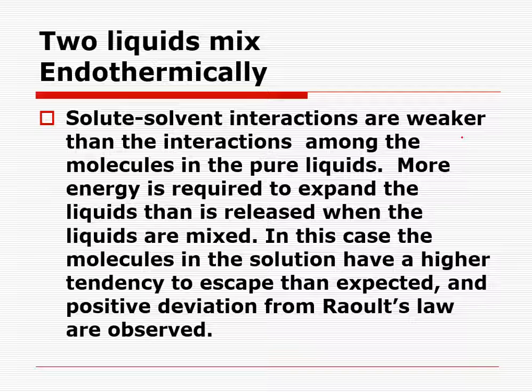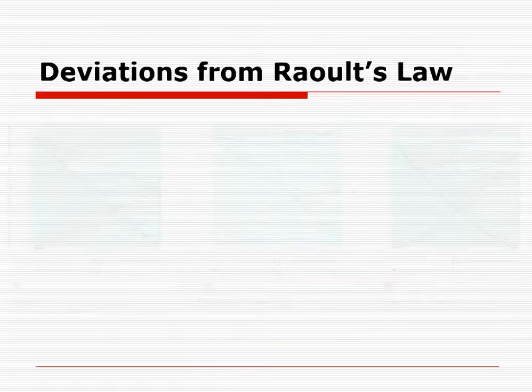So important: negative deviation is when the solute and solvent come together with stronger intermolecular forces than when they're separate. The vapor pressure ends up being lower than what is predicted with Raoult's law. That's negative deviation, and then positive deviation is the opposite of that. The vapor pressure is higher. I hope this is making sense.